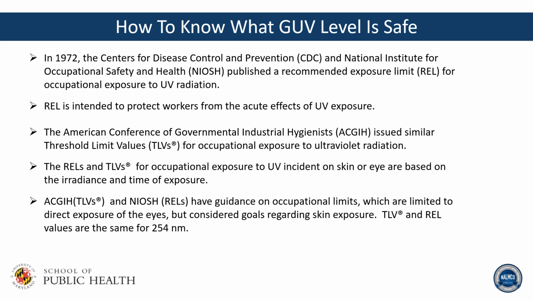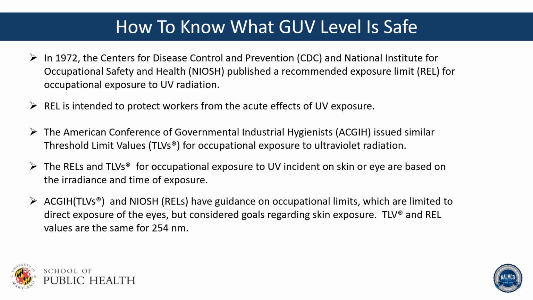The previously named organizations all provide certain information on how to determine what GUV level is safe. So in 1972, CDC and NIOSH published recommended exposure limits, abbreviated REL, for occupational exposure to UV radiation. So REL is intended to protect workers from the acute effects of UV overexposure.